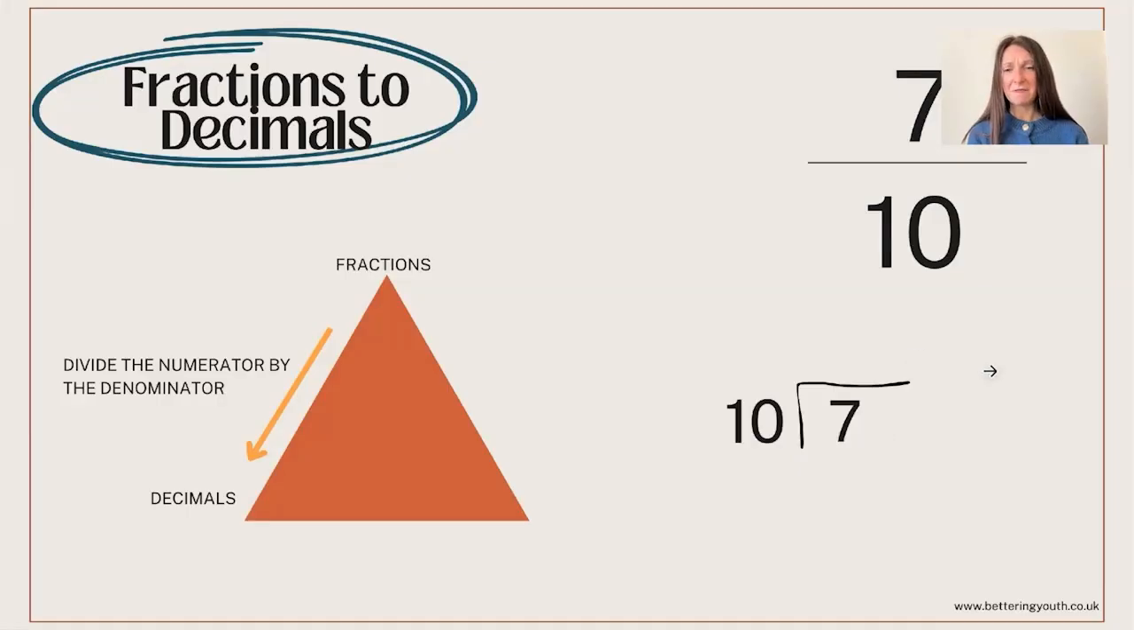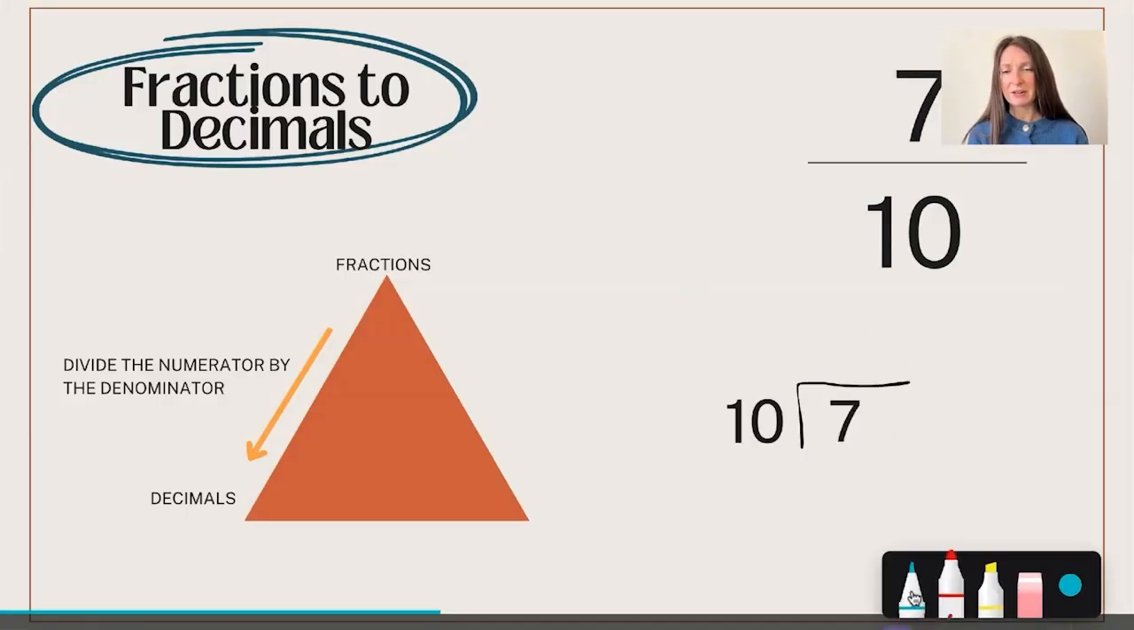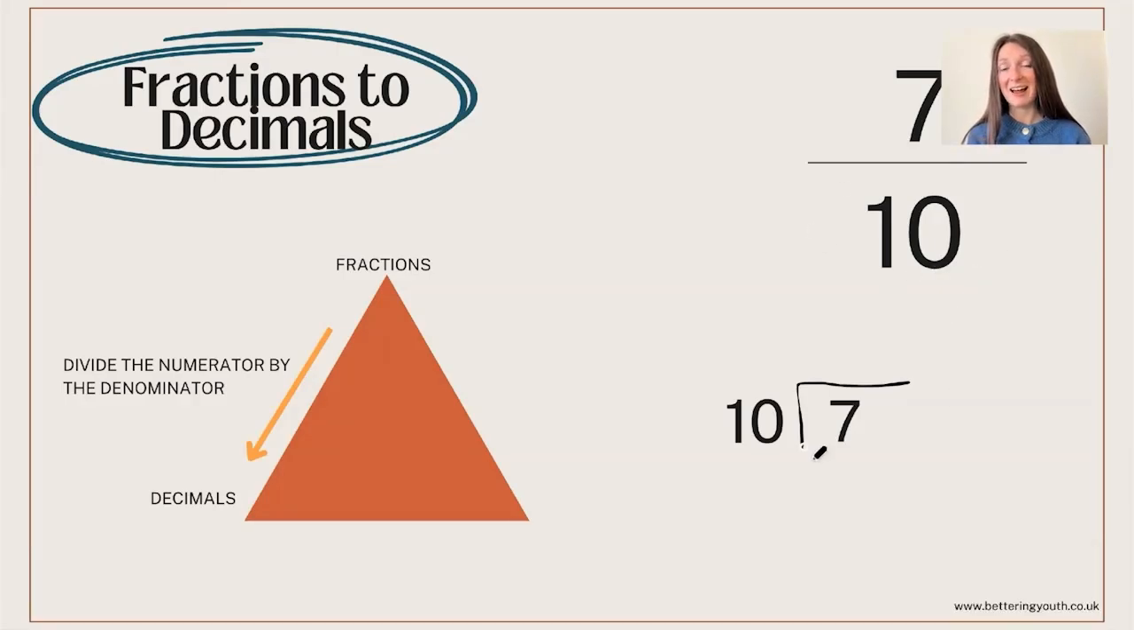Now, what you'll see is that it looks uncomfortable. I've already kind of set up our division here, but it looks uncomfortable because normally we would have the bottom number inside the bus stop. However, if I put my 10 inside the bus stop, what do we notice? Well, 7 doesn't go into 1, but when I put them together, 7 goes into 10 once, which means that I actually have a whole number.